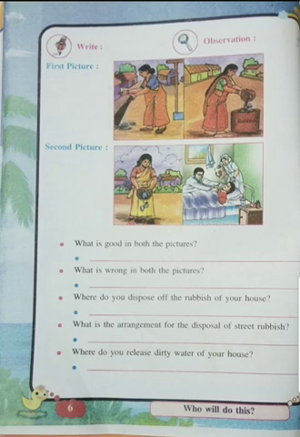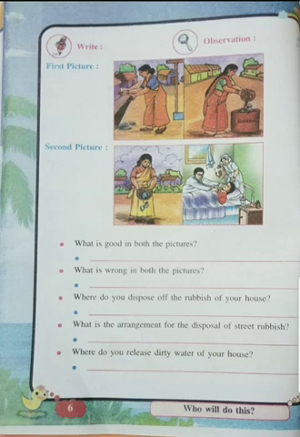So the third question is, where do you dispose of the rubbish of your house? Everyone should know where to throw rubbish. You have to throw it in the dustbin, and later that dustbin bag will be taken by the sweeper. What is the arrangement for the disposal of street rubbish? See, you have cleaned your house and thrown the rubbish in the dustbin, but who will clean the streets? There are municipal sweepers given by the government to sweep the street and keep it clean. So you should also not throw rubbish on the street, because someone has to clean that. You are just throwing and going away. So try to keep the streets and roads clean. The last question is, where do you release dirty water of your house?